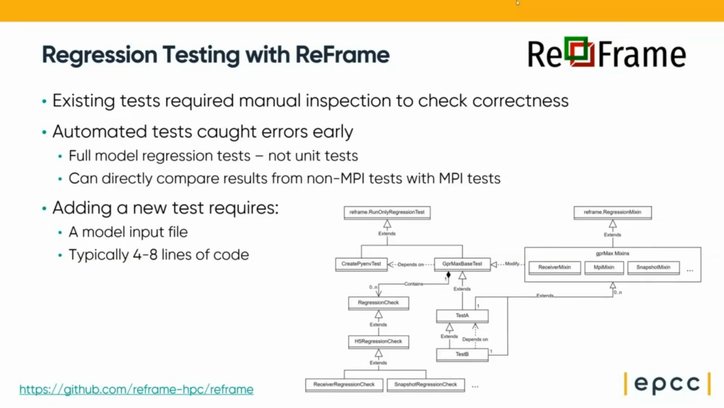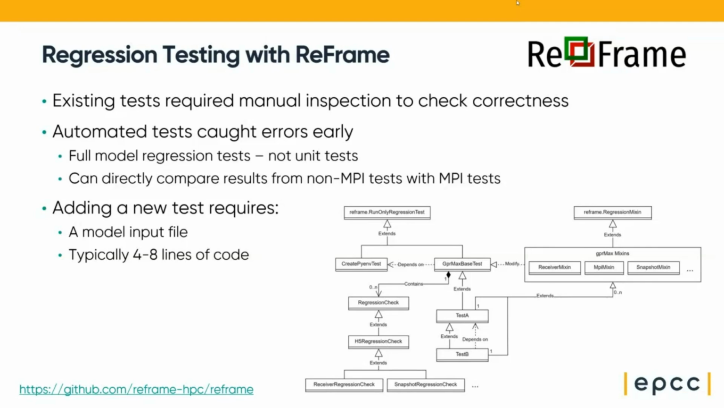So these are all full model regression tests. They're not unit tests. But the nice thing about them is they let us directly compare results from non-MPI tests with MPI tests. So we could have a non-MPI test with a known output and just run it with the MPI flag and check they're the same.